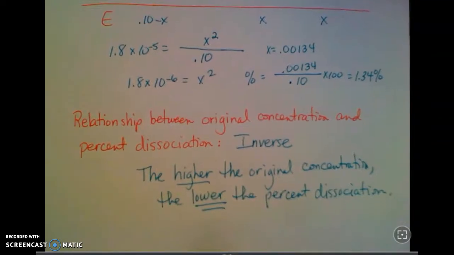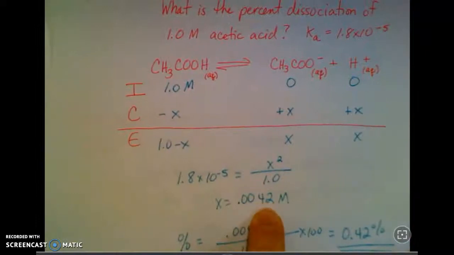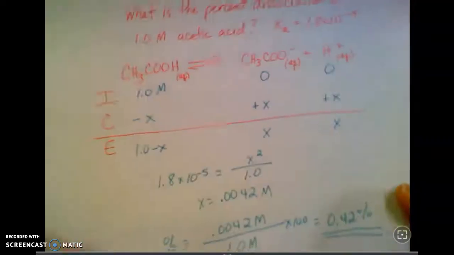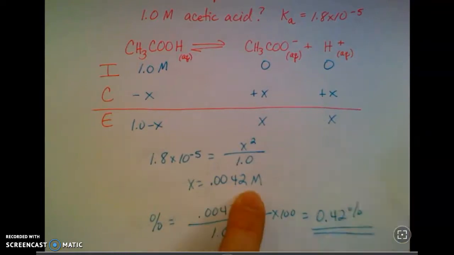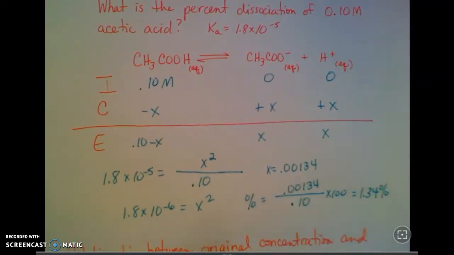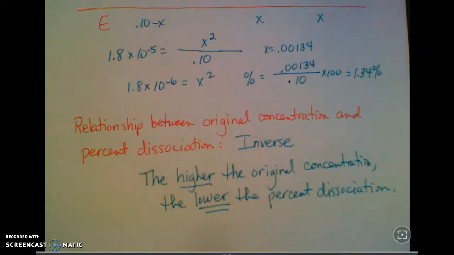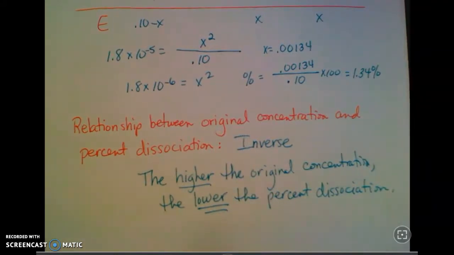Now, that's confusing sometimes, and I think the reason I like to ask this on AP is it kind of goes to if you really understand what we're talking about here. In this particular instance, I am going to have more of the ion present. This is going to have a lower pH. It's going to be more acidic. 0.0042 moles is more than 0.00134 moles. But the percent of the original that's actually changed is what we're talking about here. So again, there's an inverse relationship between original concentration and percent dissociation.